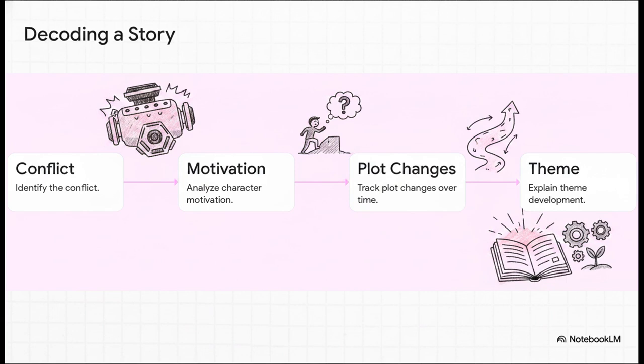If you want to decode a story like a pro, just follow these 4 mechanical steps. First up, identify the conflict. Think of the conflict like the engine of a car. It is literally the problem that makes the whole story go. Second, analyze character motivation. Ask yourself, why do these characters do what they do? Third, track plot changes. How does that engine of conflict force the characters to make tough choices and change the plot? And finally, step 4, explain theme development.